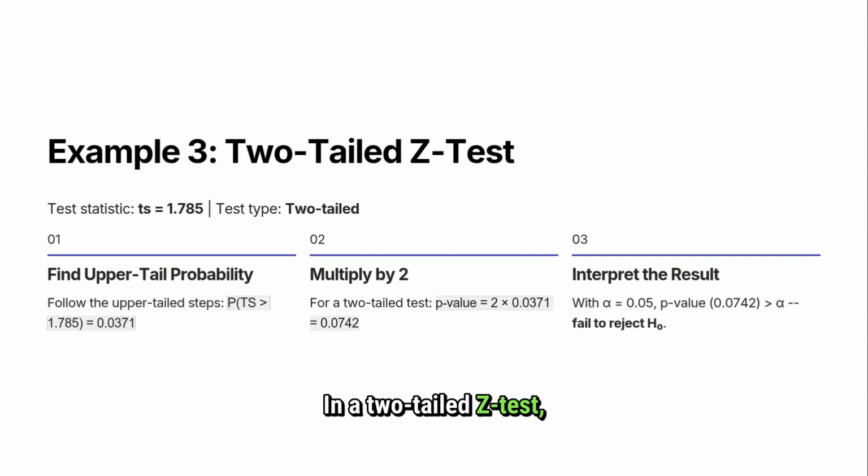In a two-tailed z-test, the test statistic is 1.785. First, find the upper tail probability. P(test statistic greater than 1.785) equals 0.0371. Multiply by 2 for the two-tailed p-value, 0.0742. Since the p-value 0.0742 is greater than alpha 0.05, we fail to reject the null hypothesis.